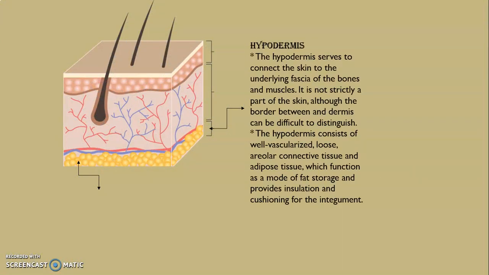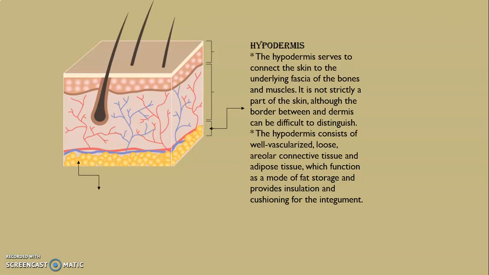Hypodermis. The hypodermis serves to connect the skin to the underlying fascia of the bones and muscle. It is not strictly a part of the skin, although the border between it and the dermis can be difficult to distinguish. The hypodermis consists of well-vascularized loose areolar connective tissue and adipocyte tissue, which function as a mode of fat storage and provide insulation and cushioning for the integument.